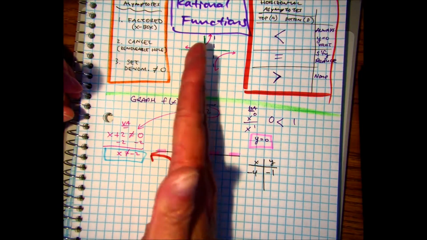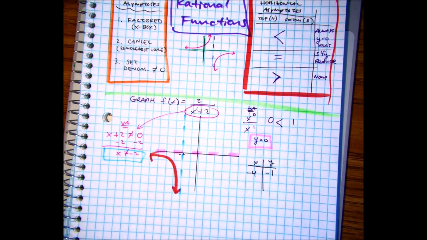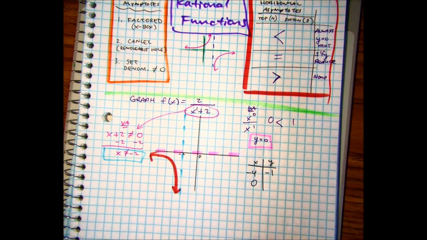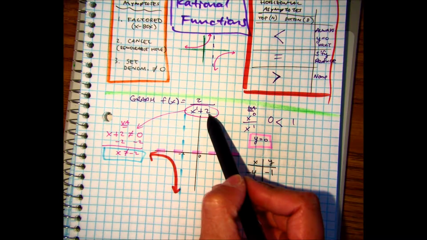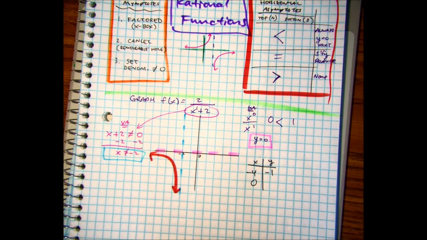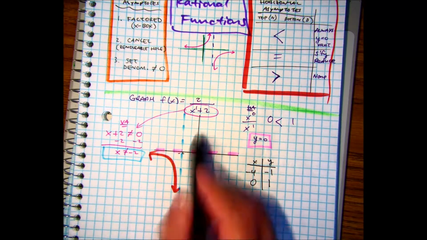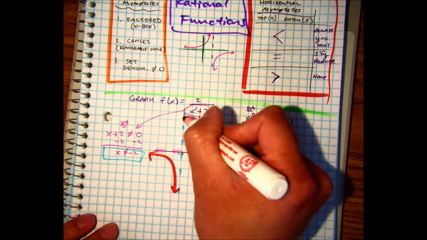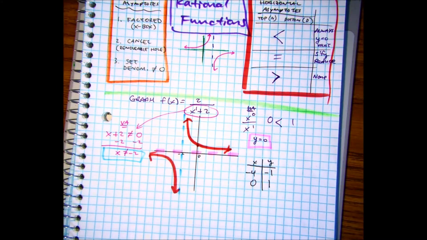Let's try that now on the right side of the vertical asymptote. Someone pick a number to the right. 0. What a good number. You got it. 0 plus 2 is 2. 2 divided by 2 is 1. Class, is this positive or negative? Positive. Where do you think it's going to be? On top. Wow. And this is our graph.